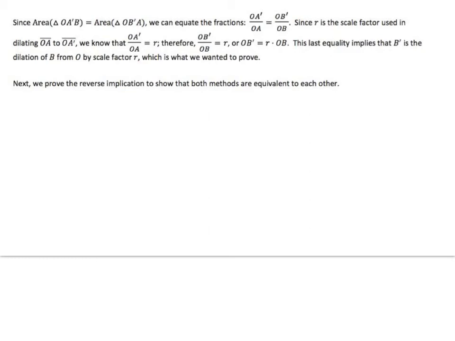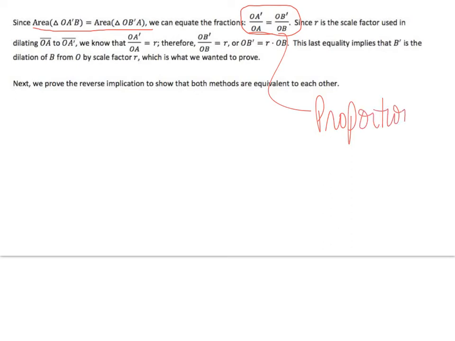So since the area of triangle OA prime B is equal to the area of triangle OB prime A, we can equate the fractions. OA prime over OA is equal to OB prime over OB. Okay, these are our proportions, our ratios. This is the goal, what we're looking for.